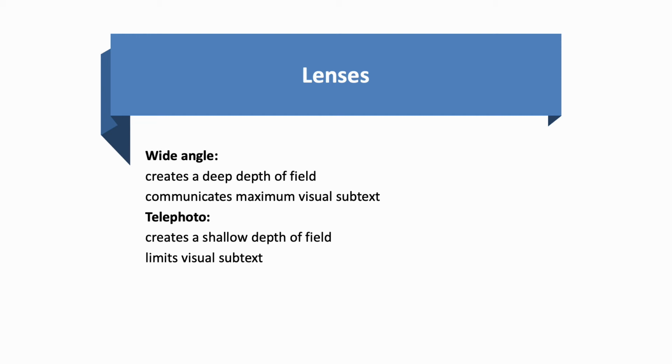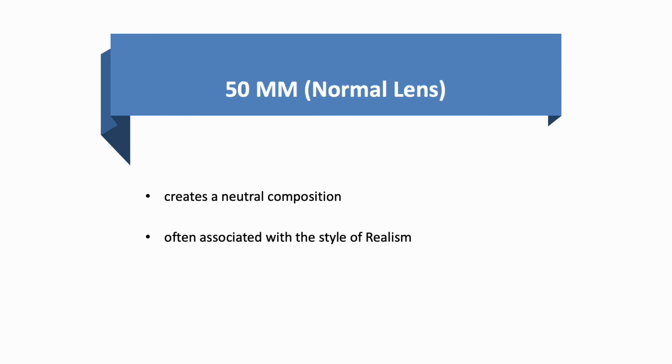Lenses as an element of mise en scène. Wide-angle lens creates a deep depth of field, communicates maximum visual subtext. Telephoto creates a shallow depth of field, limits visual subtext. 50 millimeter or normal lens creates a neutral composition, often associated with the style of realism.